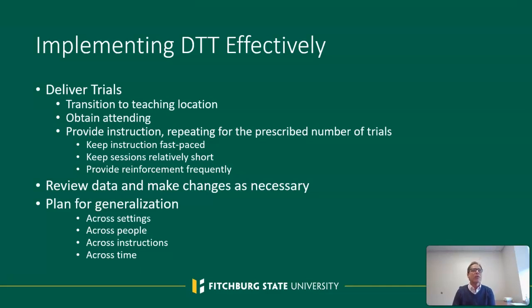And then we want to plan for generalization. Again, it's important to keep in mind with discrete trial training, generalization can be a real problem unless we plan for it. So we need to think about how are we going to help the learner generalize these skills across settings, across people, across instructions, and across time. So we would want a solid plan for generalization.